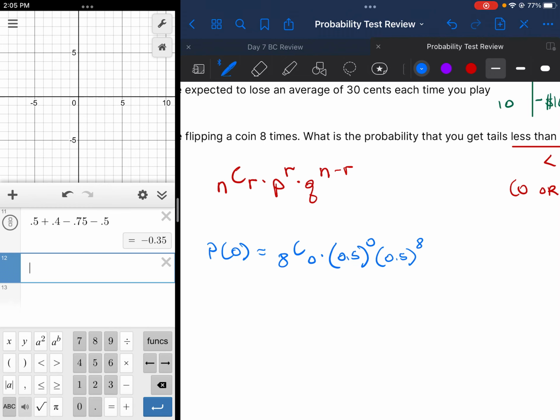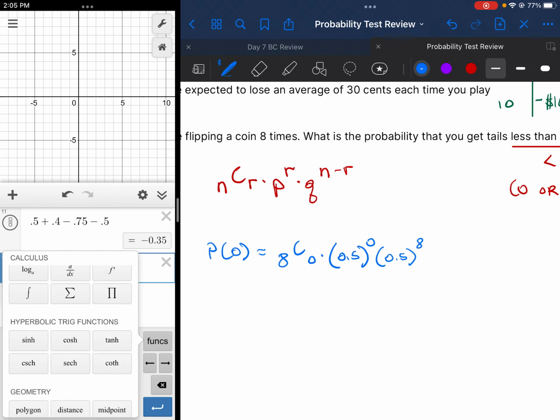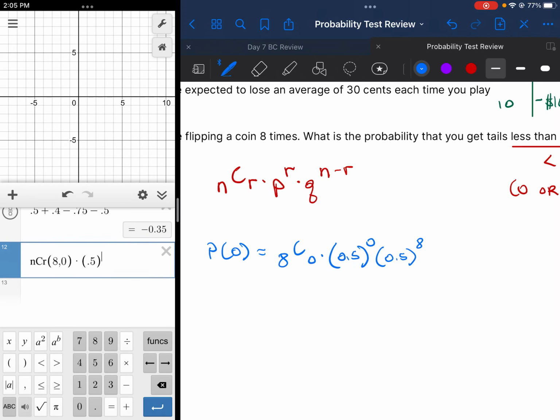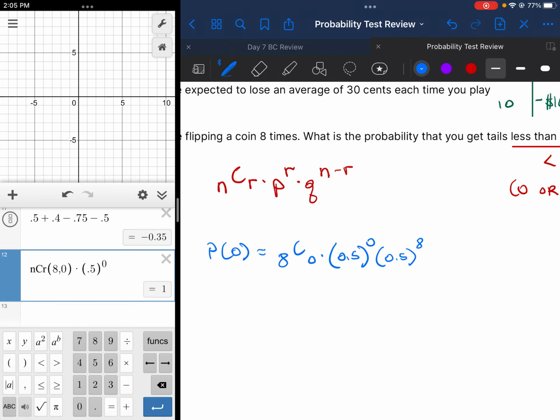Let's go ahead and calculate this. So NCR, go down to the bottom, 8, 0, times 0.5 to the 0 power, times 0.5 to the 8th power. That's going to give us 0.0039.